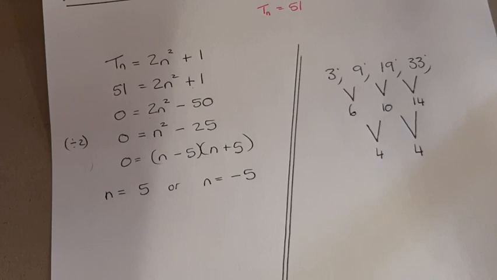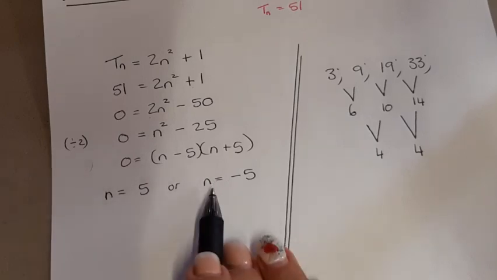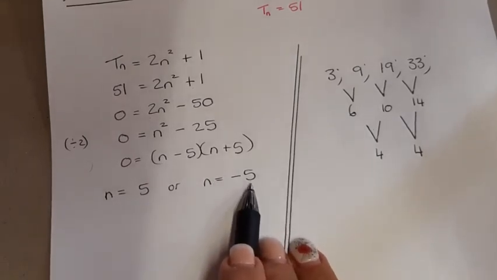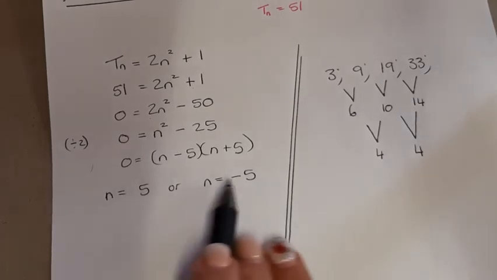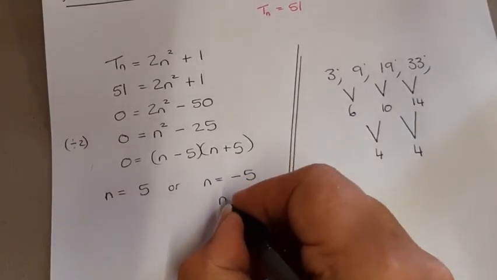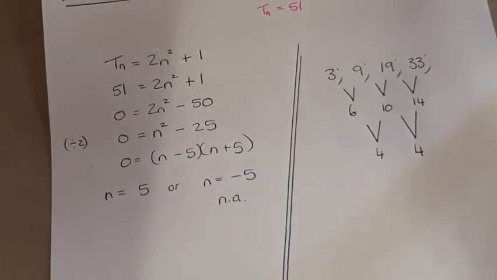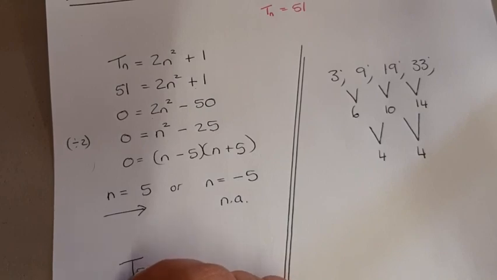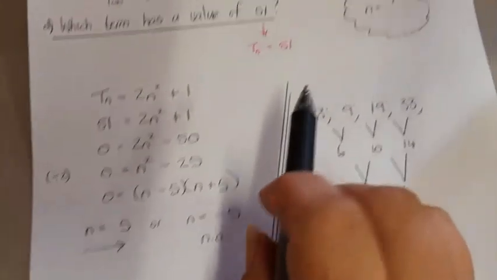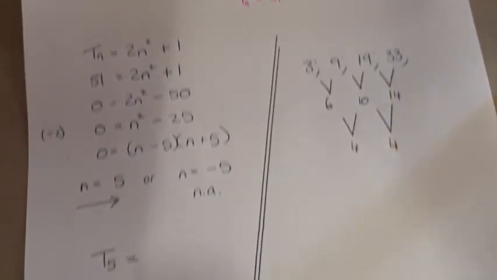But n is the place value of a certain term, and we can't get a minus fifth place. You can only get a fifth place, so the negative is not applicable. And I get that term 5 will have the value of 51.